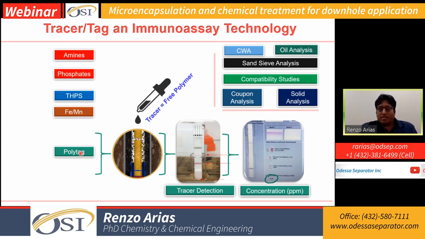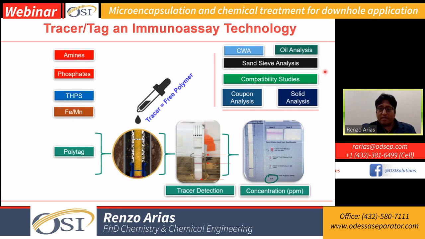The polytar is a unique way that our separator can trace all chemicals. The main difference of having the polytar is that it's going to be distinguished from the surface treatment, for example, because every product that we have microencapsulated has this free polymer added to every single product that we have. That means we can trace any product in the system, and we can differentiate it from the surface treatment.